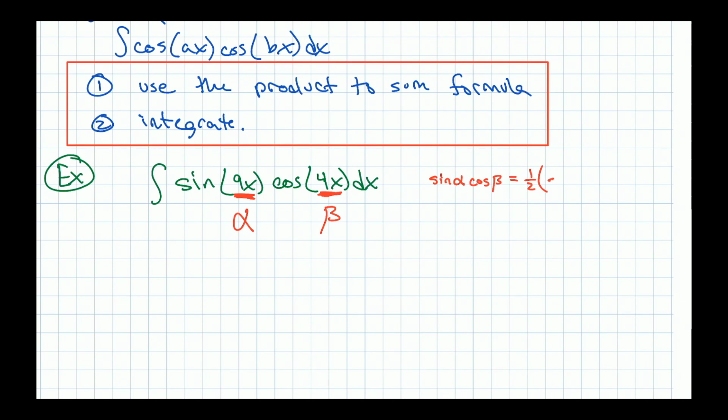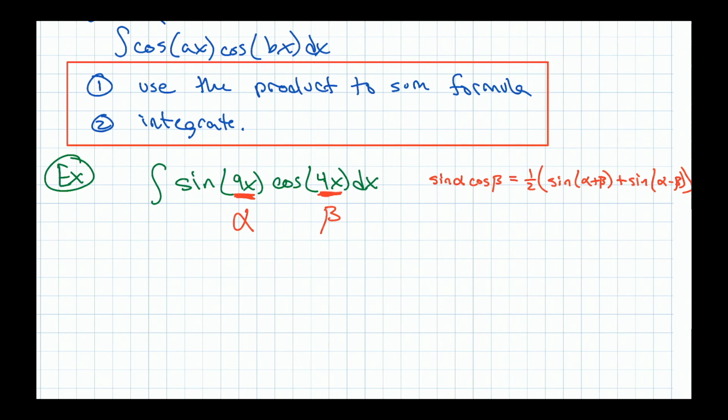So we have sine alpha cosine beta is 1/2, parentheses, sine alpha plus beta, and then plus sine alpha minus beta. Okay, fit barely. All right, that's it. So all you have to do is just say, well, alpha's the 9x and beta's the 4x, and then work it out.